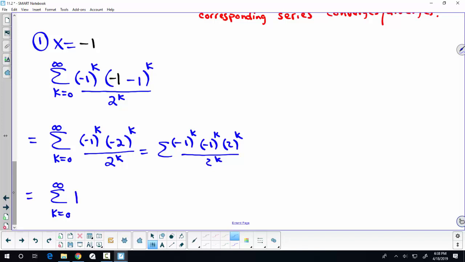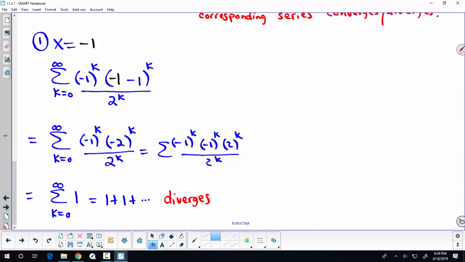Okay, so that's equivalent when x is -1, it's equivalent to the series from 0 to infinity of 1. Does that converge or diverge? So remember what that means. There is no k, so what happens in that series? It's just 1 plus 1 plus 1 plus 1. Right, so this diverges.